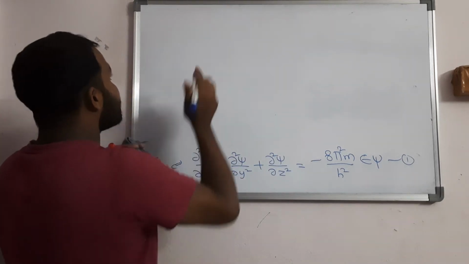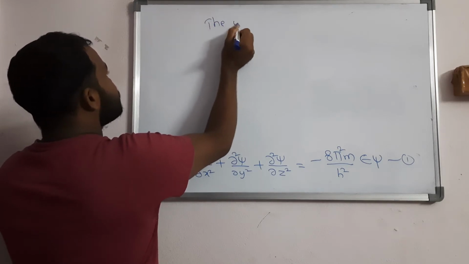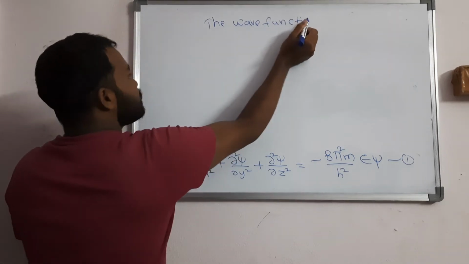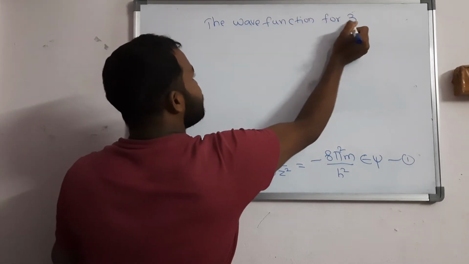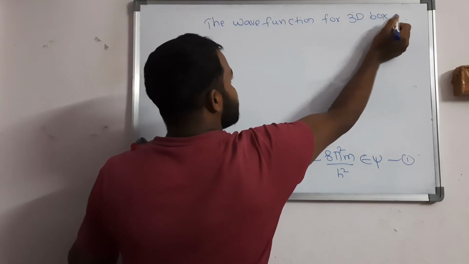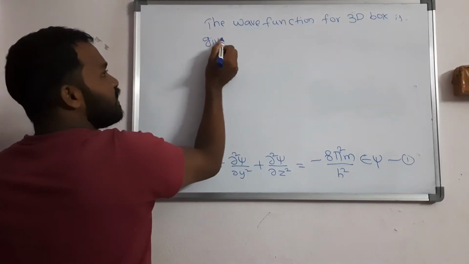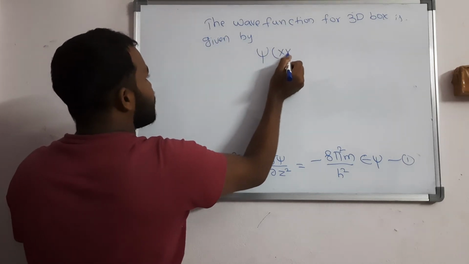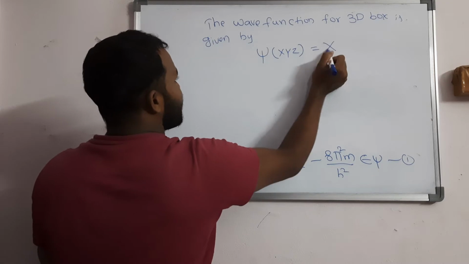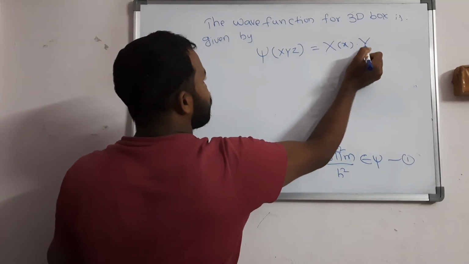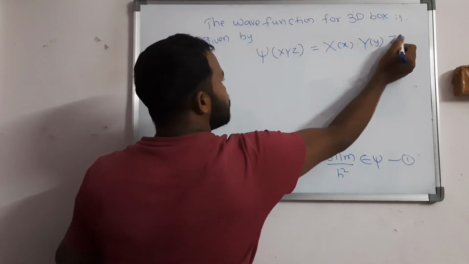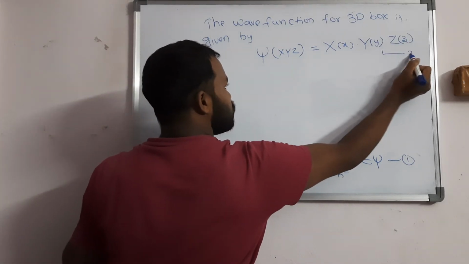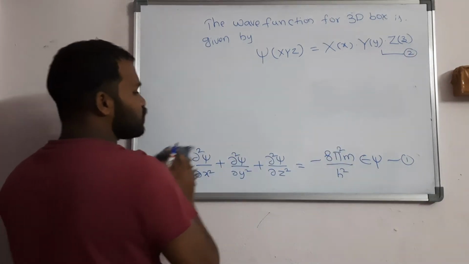So next I am going to write the wave function for 3D box. The wave function for 3D box is given by, you should write psi of xyz is equal to X of x into Y of y into Z of z. You should write, this is the wave function. This is equation number 2 you should take.